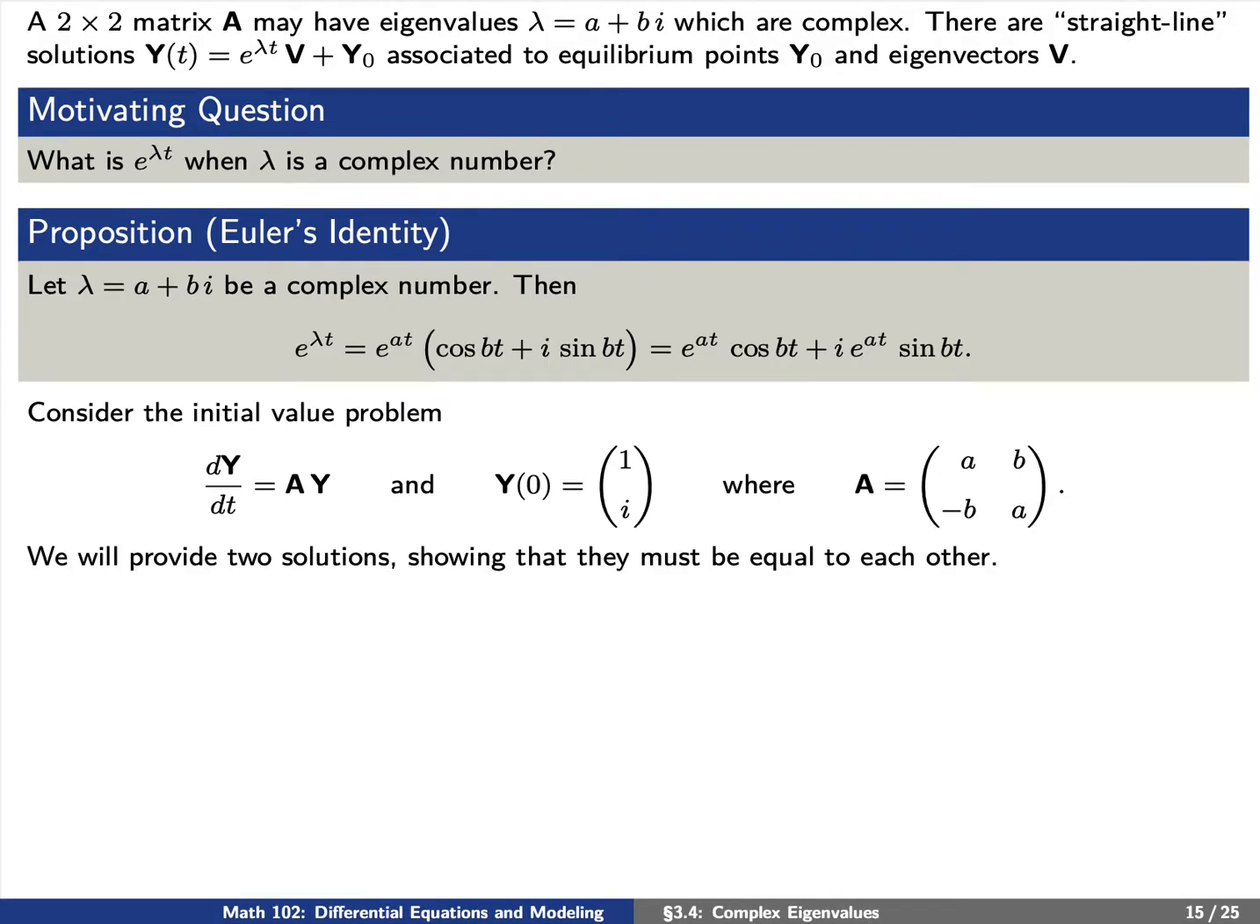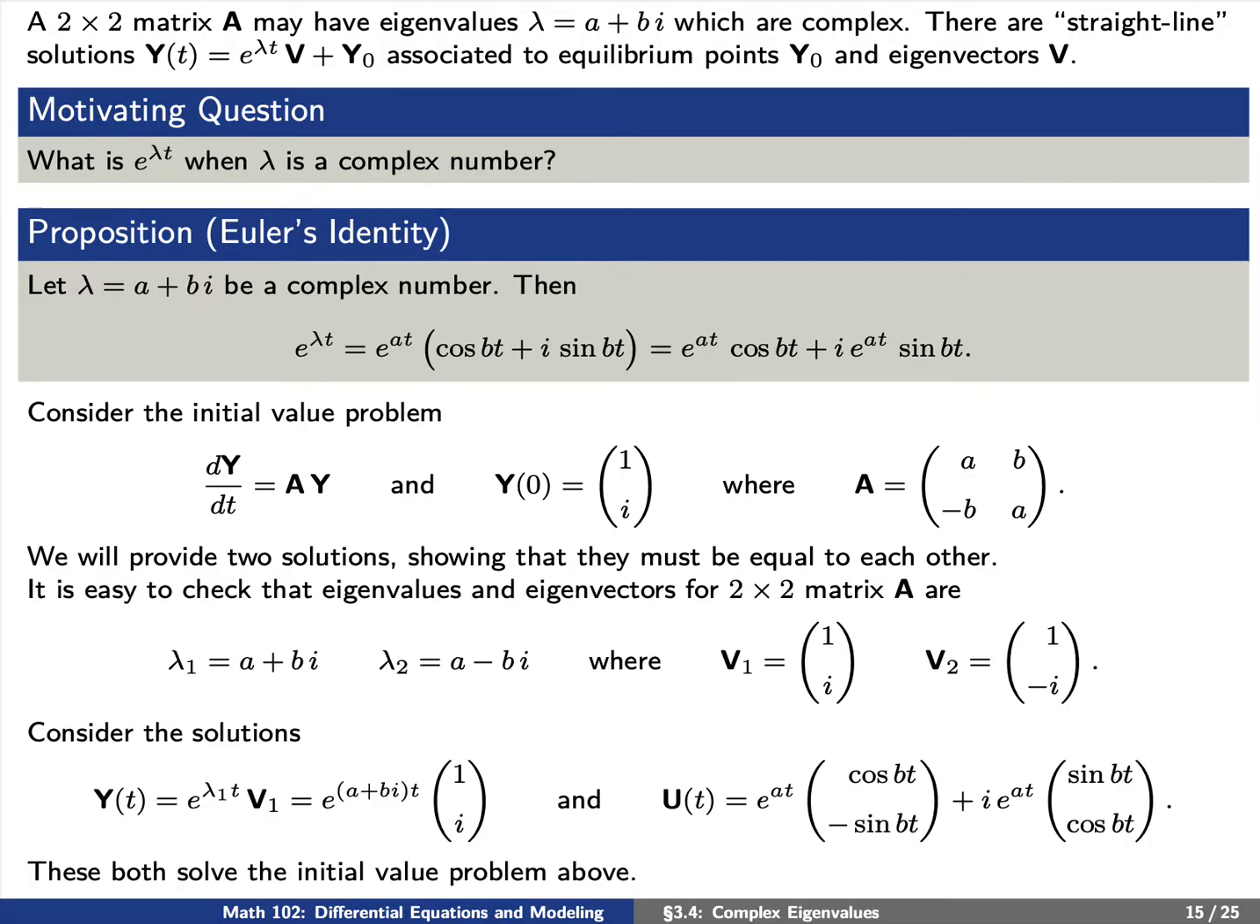Let's consider an initial value problem, dy/dt equals A times y, where y of 0 equals the vector (1, i), and we're specifically going to choose our matrix A to be (a, b; minus b, a). The idea of our proof is to provide two solutions to this initial value problem and thereby use the existence uniqueness theorem to show that these solutions must be equal to each other because the solution to our initial value problem must be a unique one.